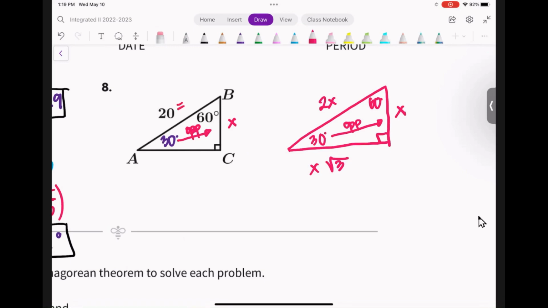The hypotenuse, what's the hypotenuse? What am I going to label? Yes, exactly. It's 2x. Very good. And what's this longer leg side? Very good. Yeah, x root 3. Very good. Someone's like, Miss Johnson, I already know what x is. Okay, good. Tell me what x is. Everyone go find out what x is.